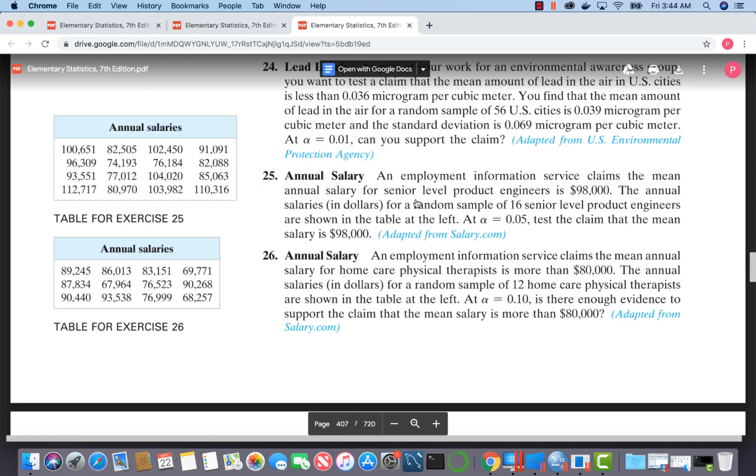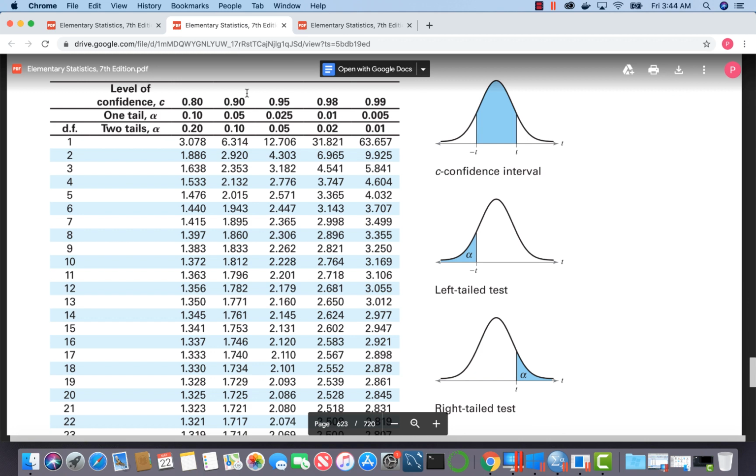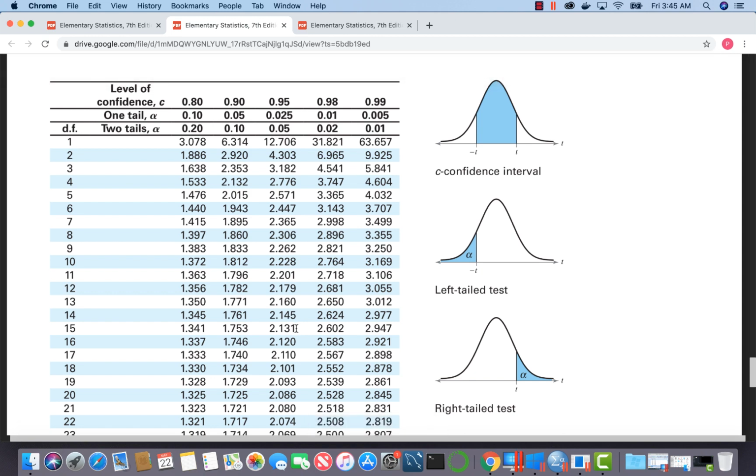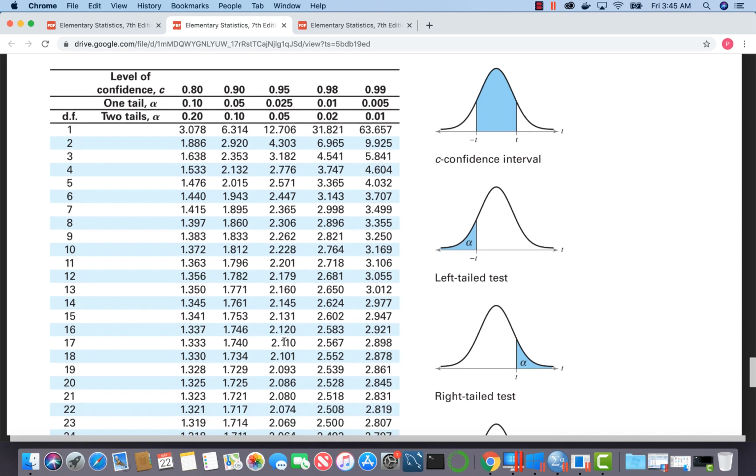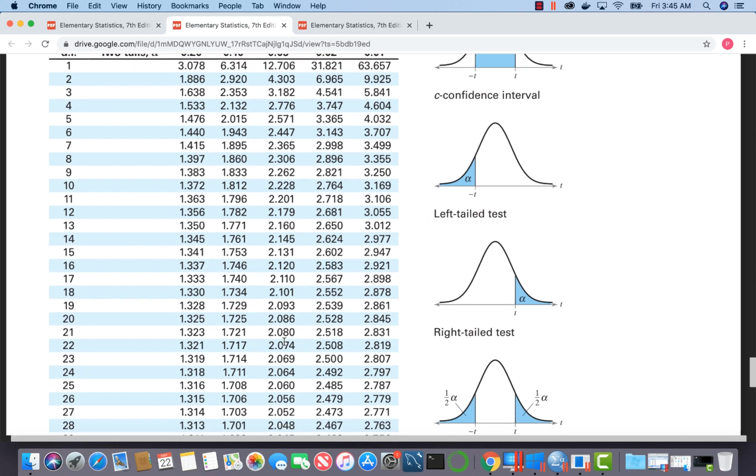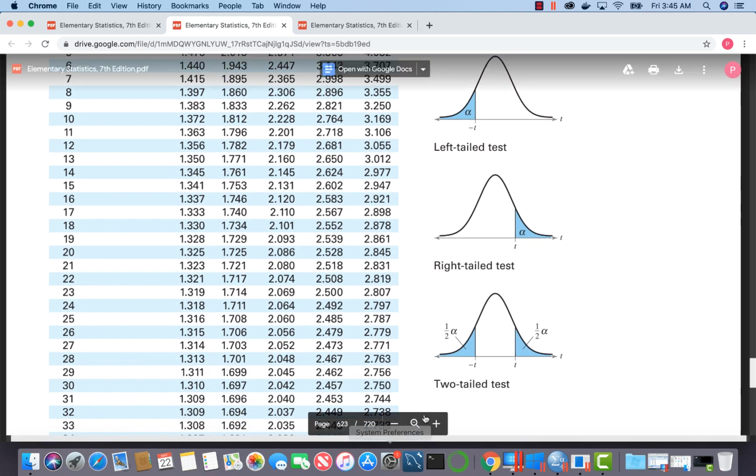Let me see. Alpha is 0.05. So yeah, 0.025 is the area on one tail. The area on both tails is going to be 0.05. So we're in this column, and we're going down to 15 degrees of freedom. The critical value is going to be 2.13. Now, this is a two-tail test. So actually the diagram is like this.